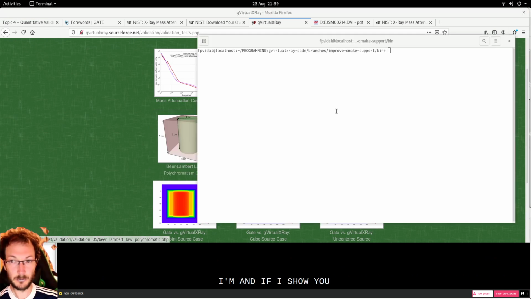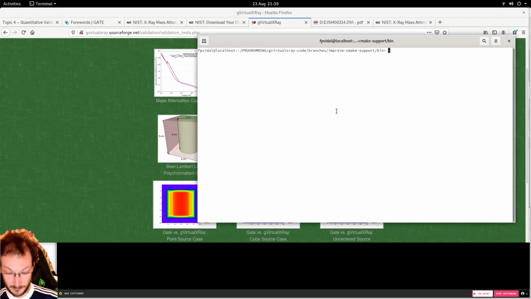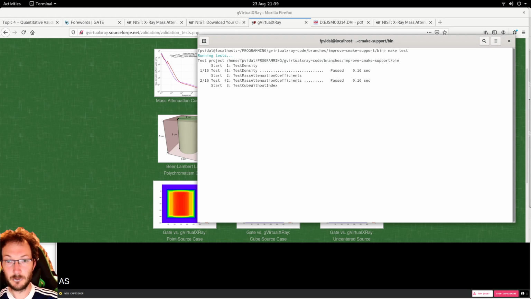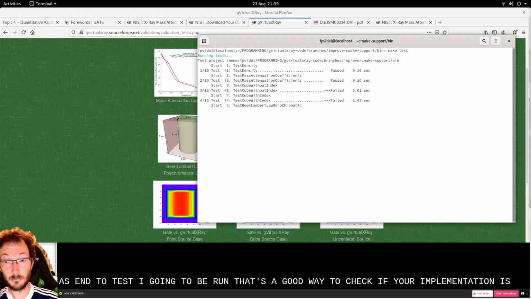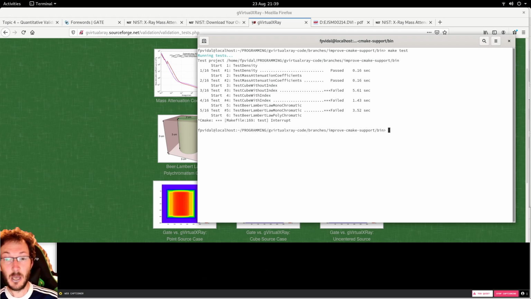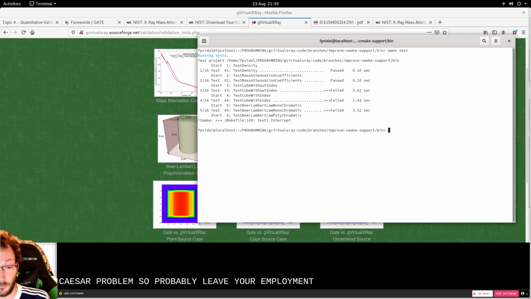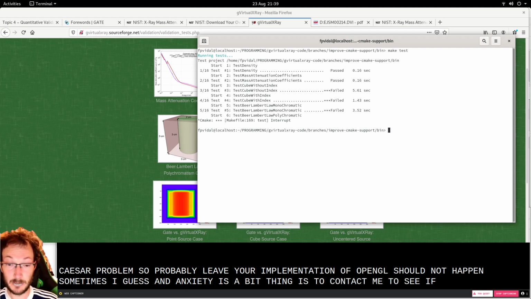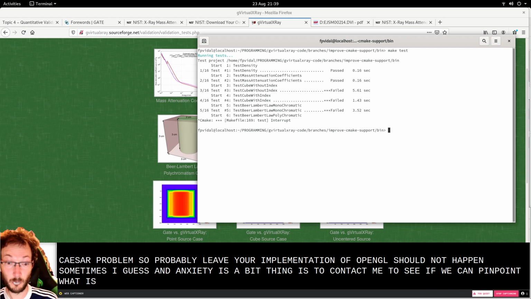And if I show you the unit tests, so just make test, and then the tests are going to be run. That's a good way to check if your implementation is working well. Here I'll make sure that there are some failures, and in that case, well, there's a problem. So probably with your implementation of OpenGL, should not happen, but it could occur sometimes, I guess. And in that case, the best thing is to contact me to see if we can pinpoint what is wrong on your system.